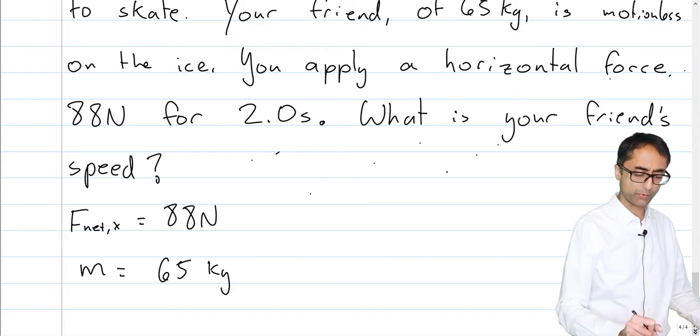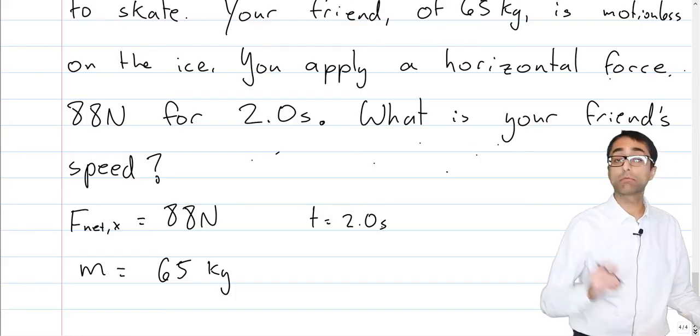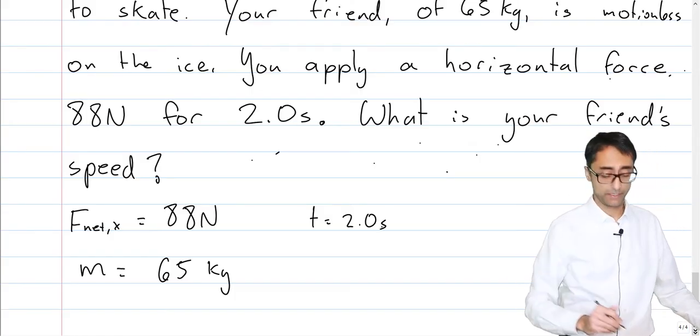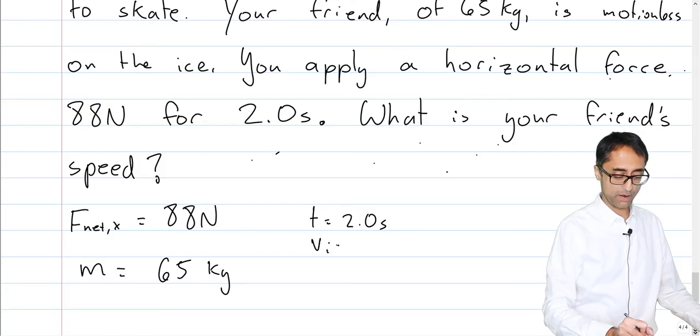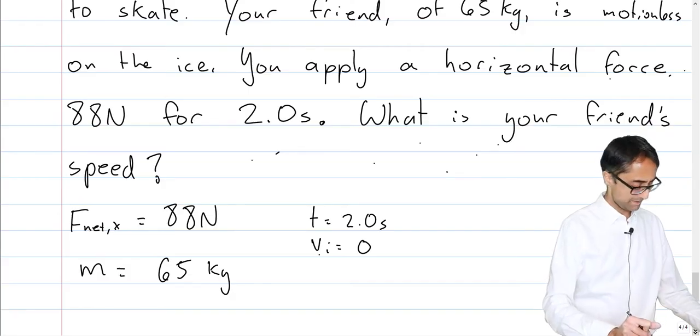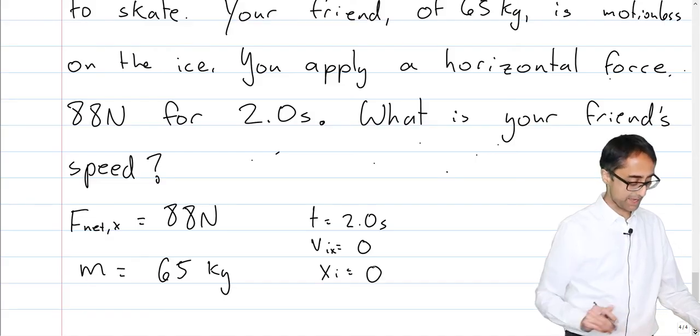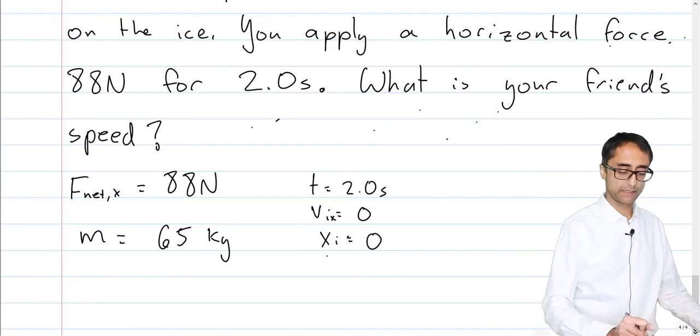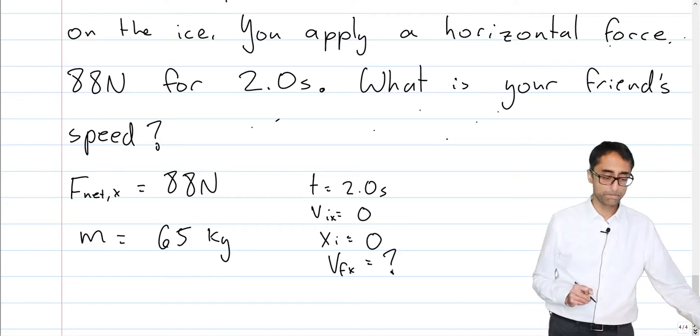So kinematic-wise, what do we have? We've got the time of 2 seconds. Well, we have the initial velocity, don't we? I'm remembering my kinematics now. Our friend is not moving. They're just standing there. And so let's set that to 0. And let's call this V initial x. And we're also going to have x initial as well. We'll start our problem at 0 if that's helpful. I'm not sure that it is. And finally, what are we looking for? Final velocity. That's what we're trying to figure out.